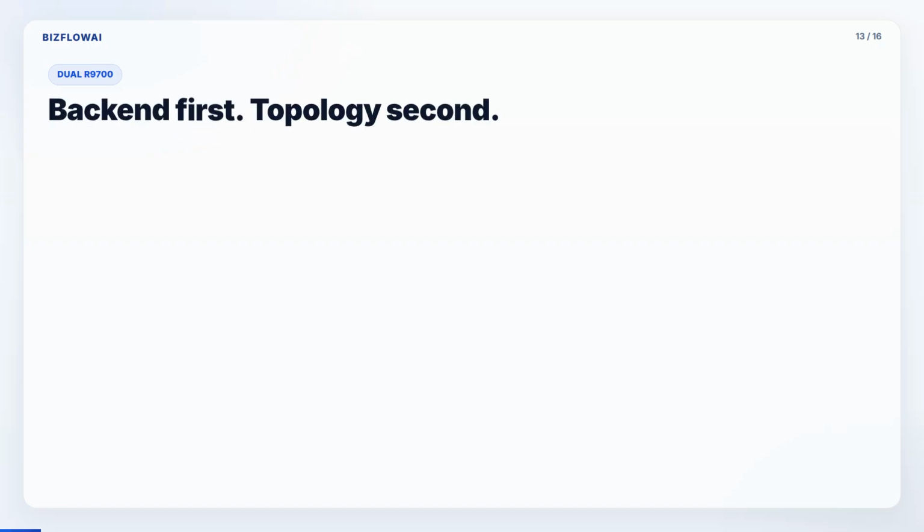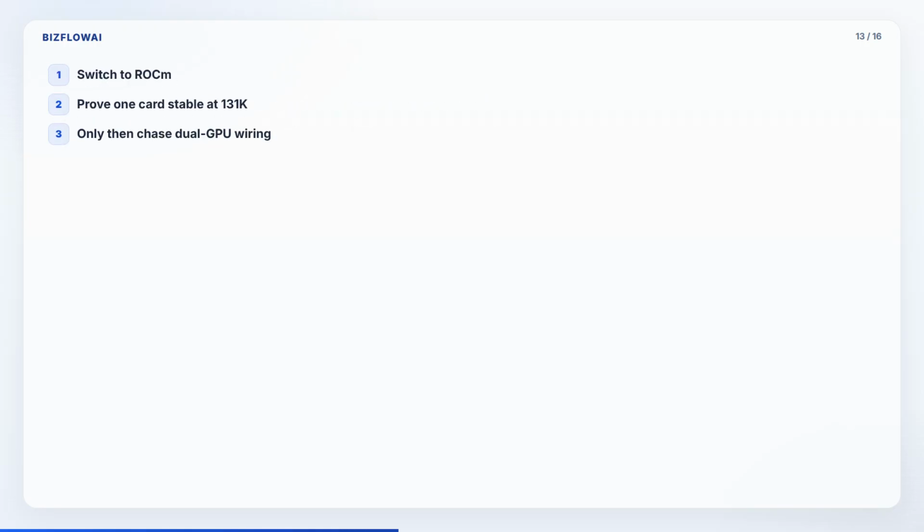If you are running dual R9700s, like one of our viewers, hear this clearly. Malformed output is still usually the backend first, not the dual topology. Get onto ROCm. Prove one card stable at a sane context. Then chase multi-GPU. Dual card wiring is a real engineering problem, but it is the wrong first debug target when Vulkan versus ROCm is still undecided. Eliminate the easy villain before you dismantle the whole case.